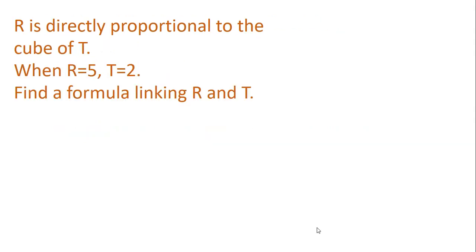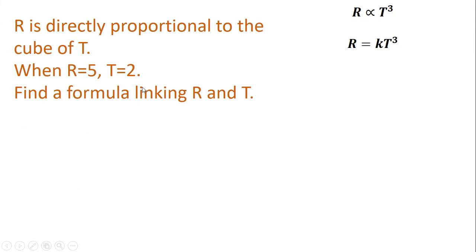So for the orange question, the words to really notice here are cube of t. Okay, so that means we're dealing with t cubed rather than just t. So we can say, first of all, that r is directly proportional to t cubed using the symbol. That means that r is equal to some constant k times by t cubed.